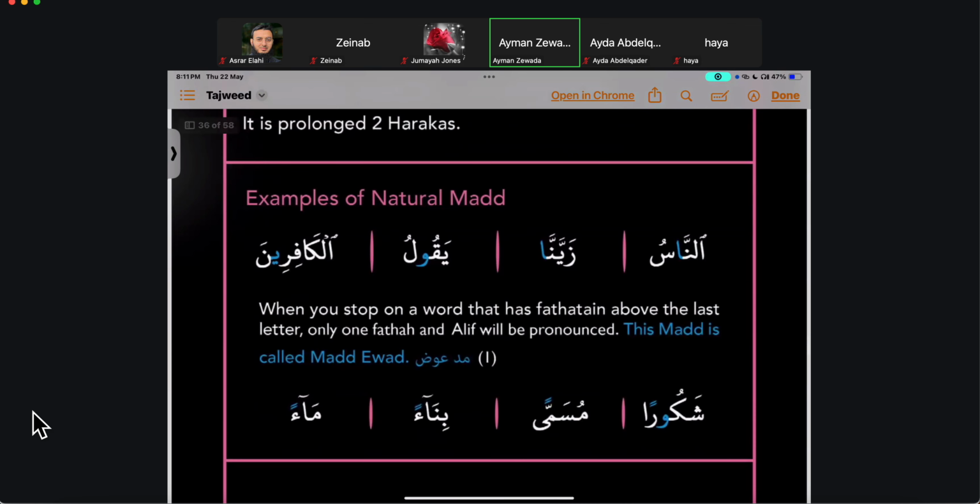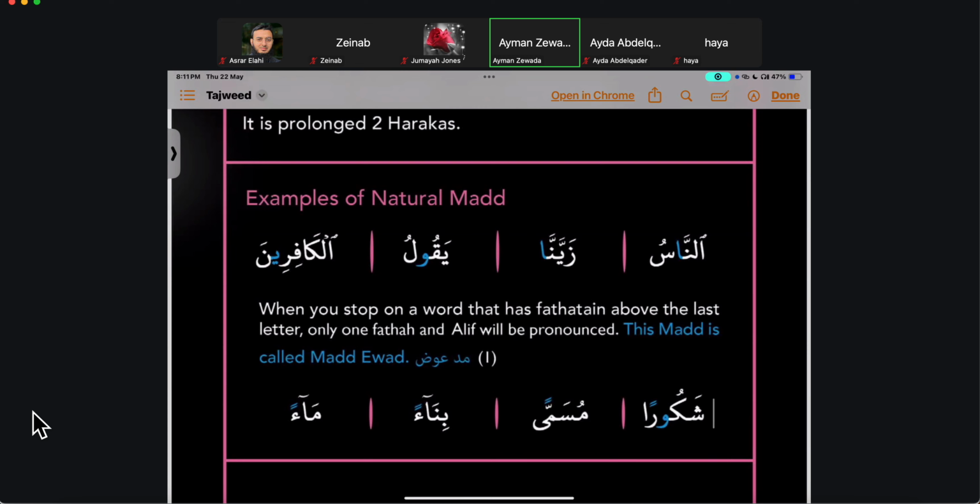But one note that you should make is when you stop on a word that has two fathas above the last letter, only one fatha and alif will be pronounced. This mad is called mad awad. So this is the only exception, that you will then cancel out the tanween and go for just one fatha and one alif.